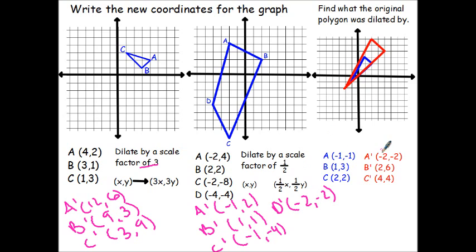Alright, and then your last one, you should notice that we multiplied everything by 2, so I have a scale factor of 2. Alright, so that's dilation. So remember, dilation makes everything get bigger or smaller.